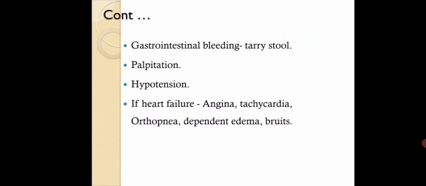Orthopnea, the patient will have breathlessness while standing also. The patient may have dependent edema and bruits. So when the patient is having severe anemia, these symptoms can be seen in the patient.